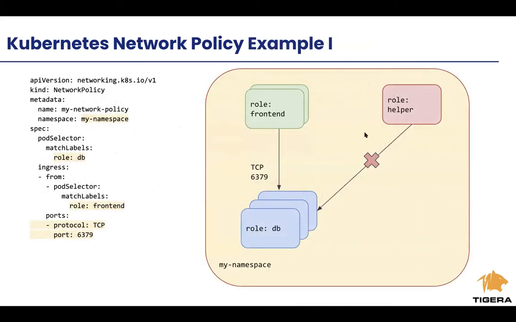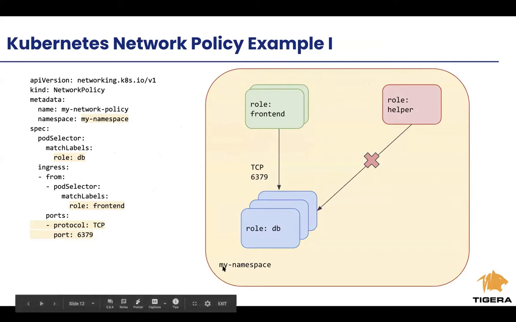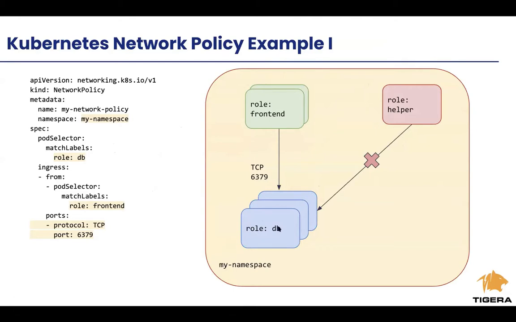So let's take some examples here. Very simple example where we have a namespace called MySpace, and we have 3 types of pods: front end, helper, and DB. In this example that we're showing the YAML for on the left-hand side, what we're trying to do is ensure that the DB pods can only accept TCP traffic coming from the front-end pods and connecting to port 6379. So if we take a look at the left-hand side, a couple things to note.